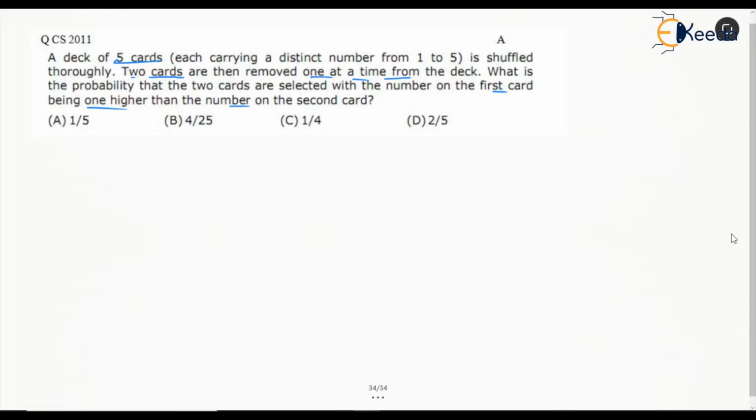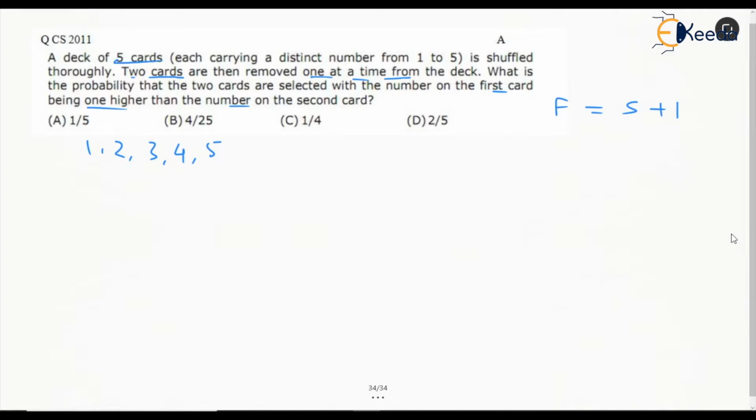Let's say the first card is F and the second card is S. So we want F to be one higher, so F should be S plus 1, just one higher. And what are the cards we have? 1, 2, 3, 4 and 5, right?